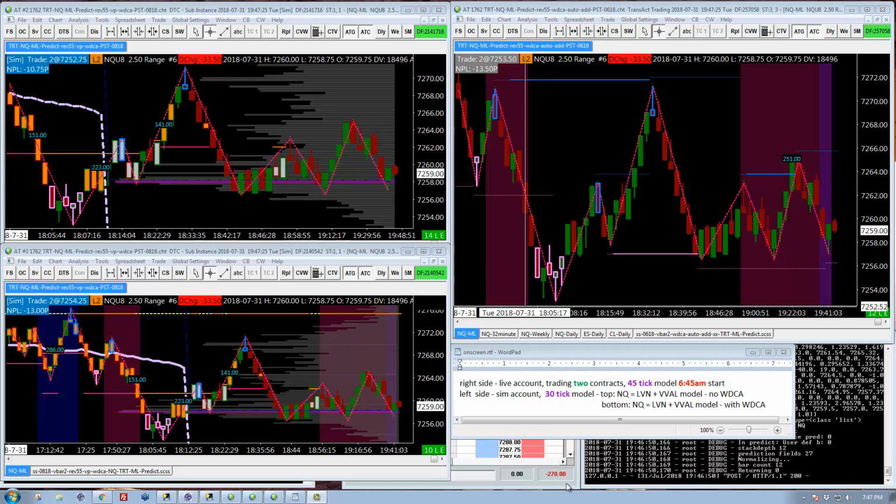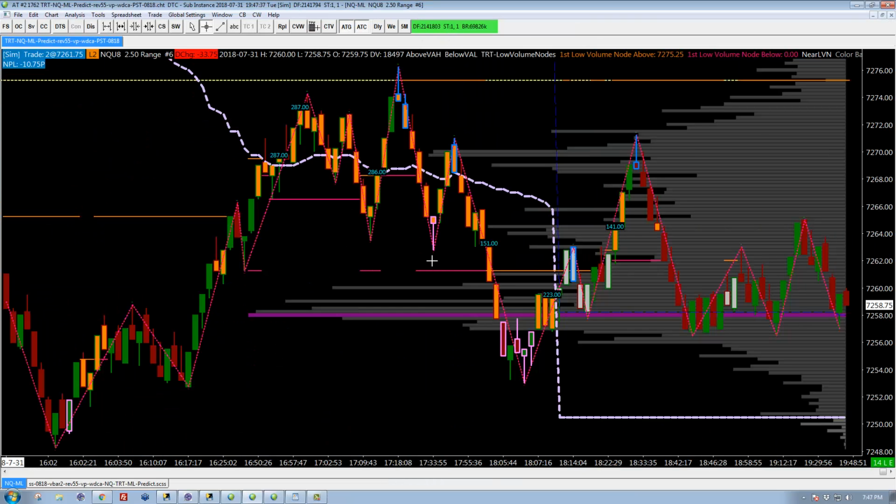All three approaches here hit max loss, so 270 in the live account, and minus 10 and 3/4 and minus 13 in the two different volume profile approaches. I want to review this one here.